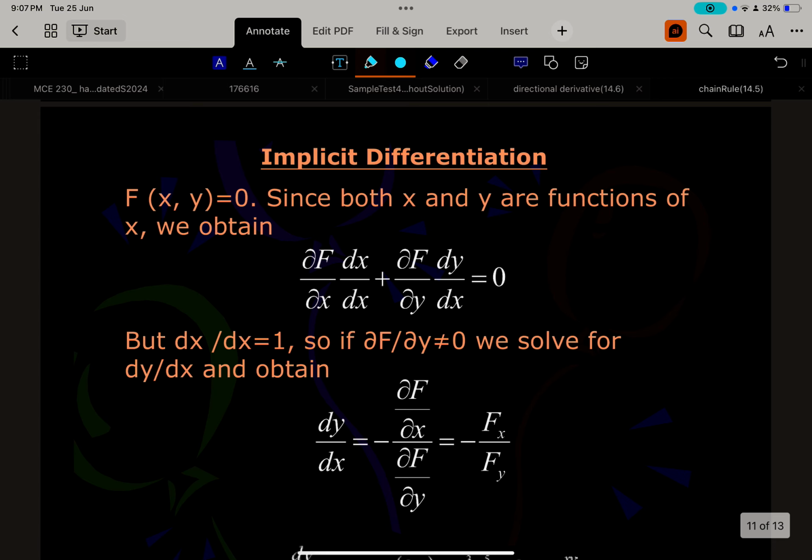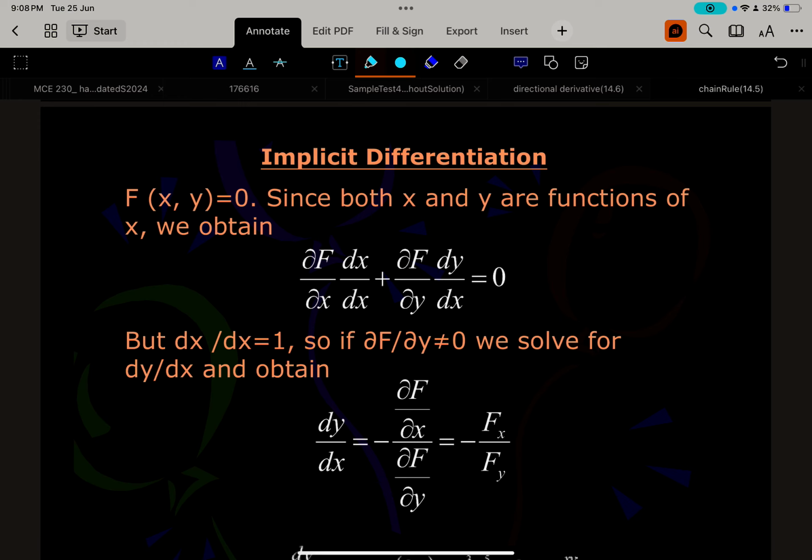Implicit differentiation, f of x, y equals 0. What is implicit differentiation? We used to have implicit differentiation in previous courses, calculus 1, calculus 2. We had it in one variable or like two variables, x and y only. This was the simplest version of implicit differentiation. Now we can have it for more variables.